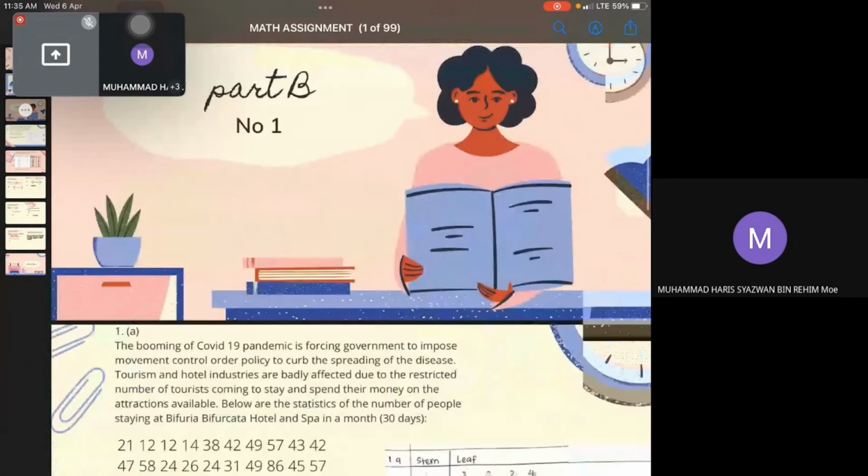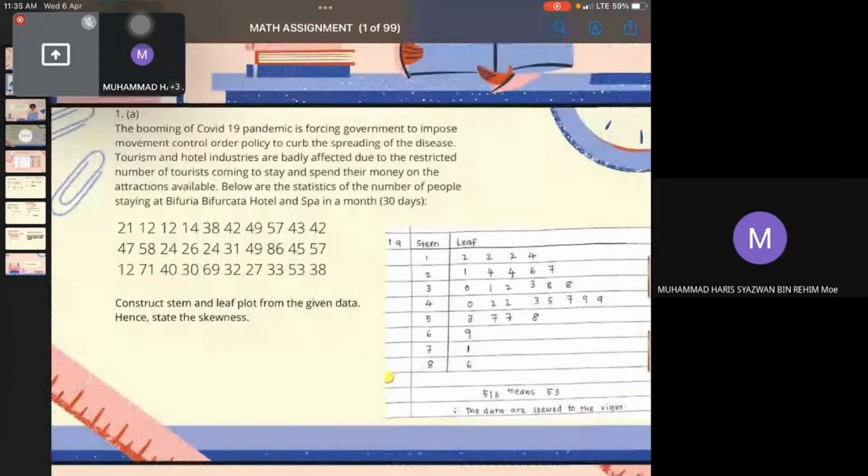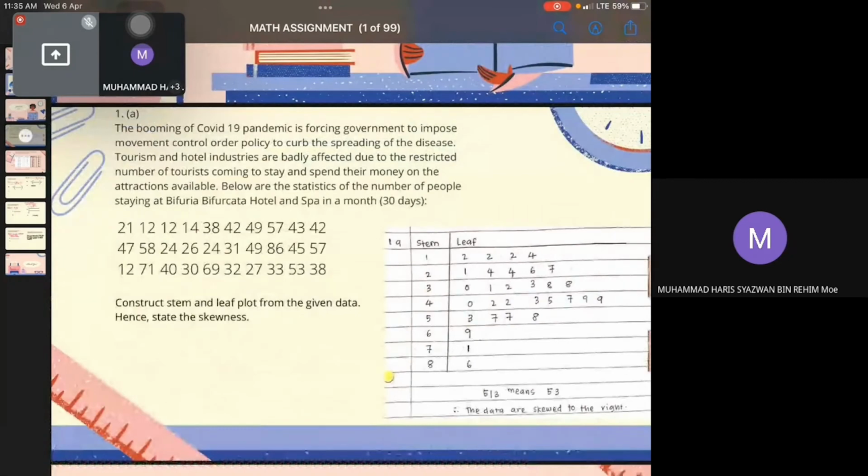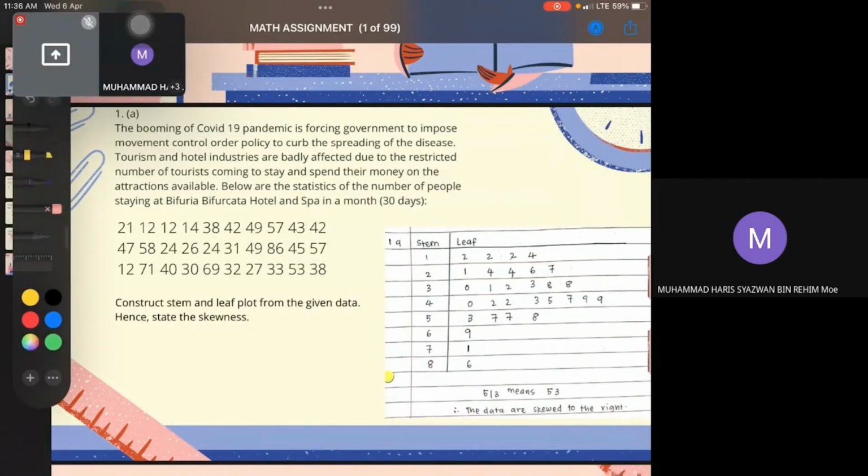Next, we will proceed to discuss question number 1 from assignment Set B with my group members. The first question asks to construct the stem and leaf data. The first thing we must do is separate the first and the second digit of the number. Make sure the first digit is in the stem column and the second digit in the leaf column, so that we will get the stem and leaf plot like the table that I have constructed below.